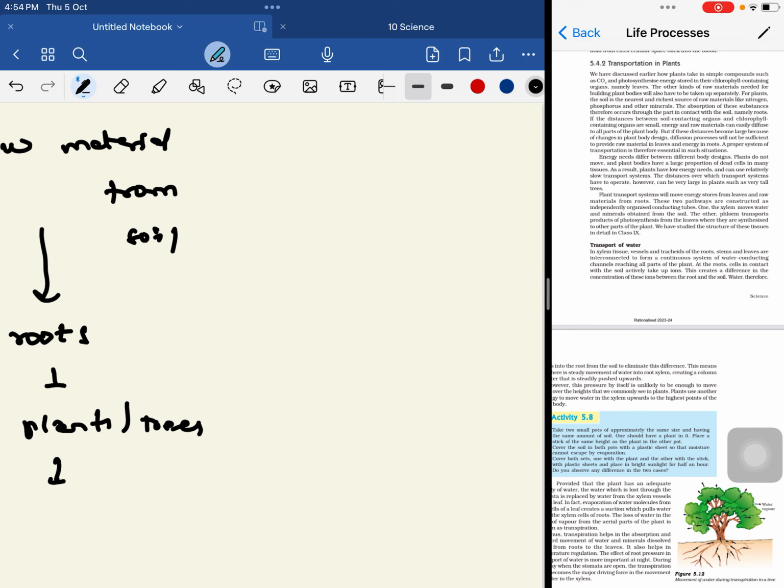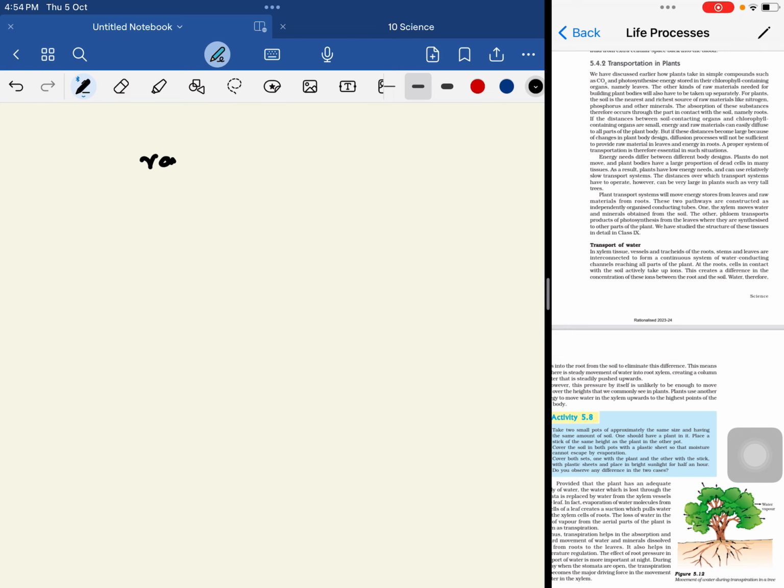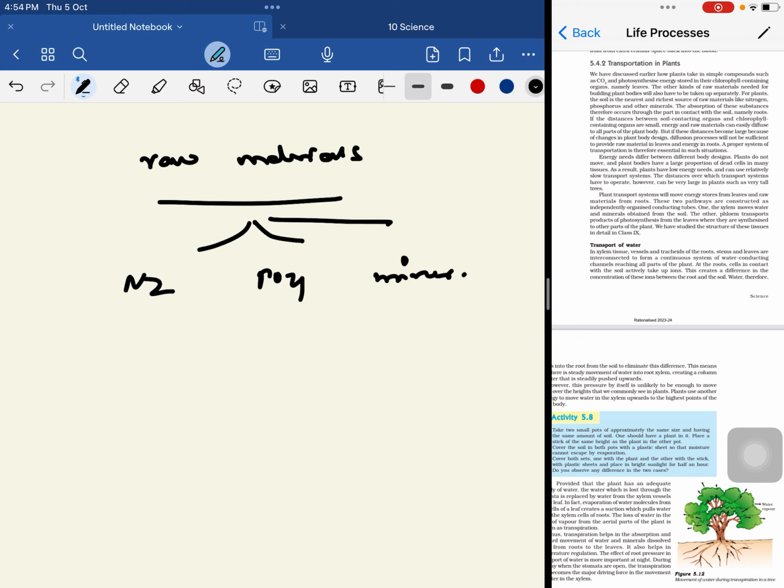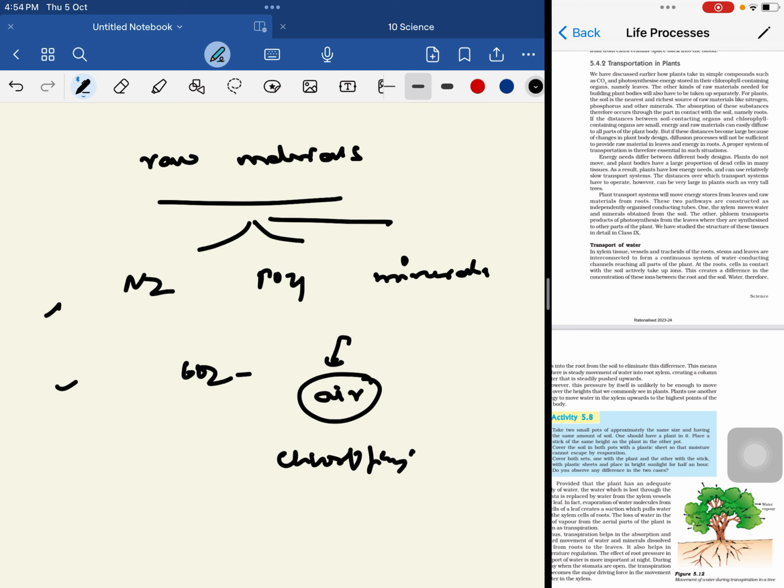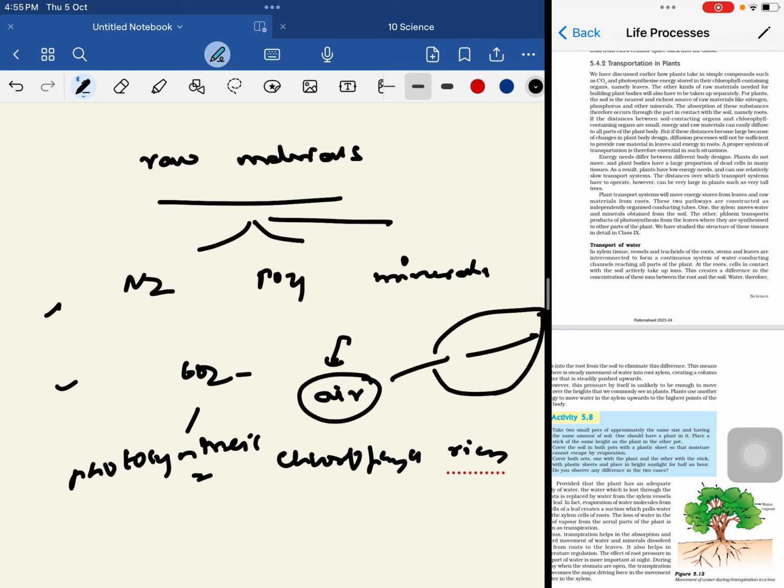What are the raw materials transported? Two types of raw materials are needed by the plant. Those are nitrogen, phosphorus, and other minerals from the soil. The second raw material is carbon dioxide, needed for photosynthesis. It is present directly in the air, and it is taken by the chlorophyll-rich leaves and utilized for photosynthesis.